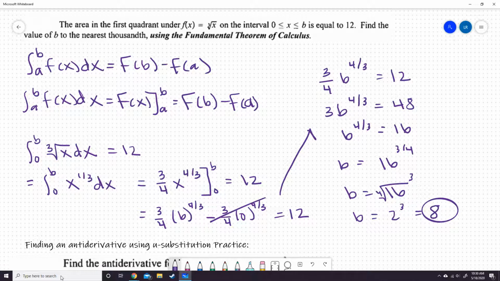So b is 8. Now, you definitely could check your work. To check your work, plug 8 back into here or back into here and make sure you really, truly get 12.